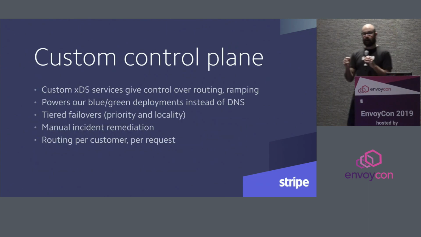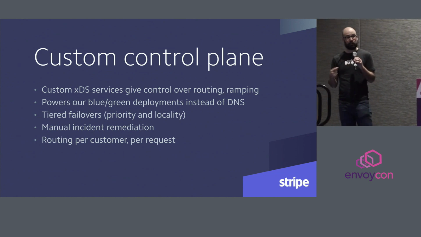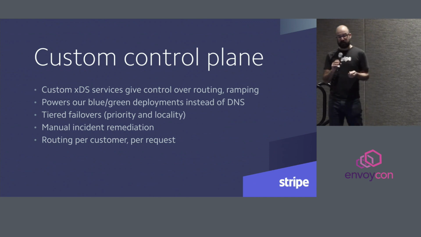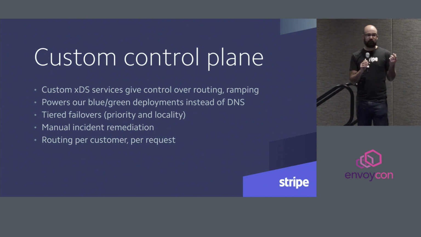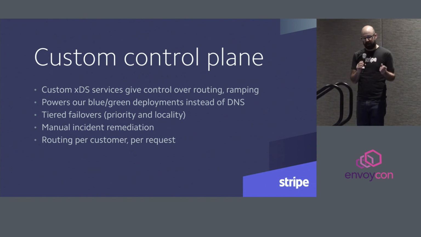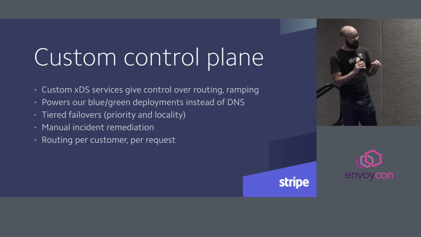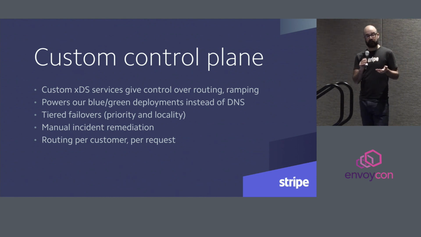So these are all elements of what we think of as our custom control plane that we built at Stripe using Envoy. So we have custom XDS services, like I said, that give us control over routing, traffic ramping. They power all of our blue-green deployments instead of DNS and its myriad issues. And using the priority and locality features of Envoy's configuration, we've been able to establish different tiers of failover infrastructure.